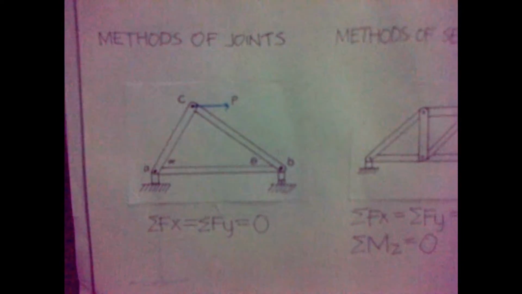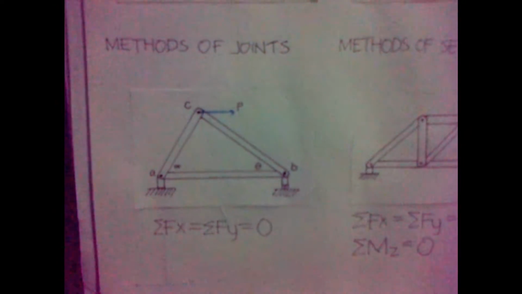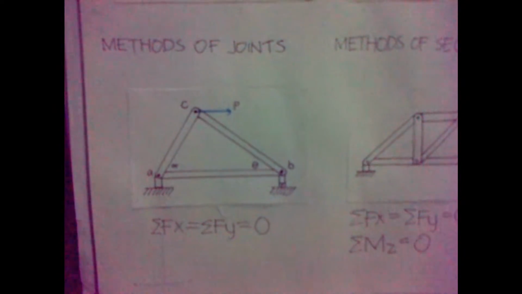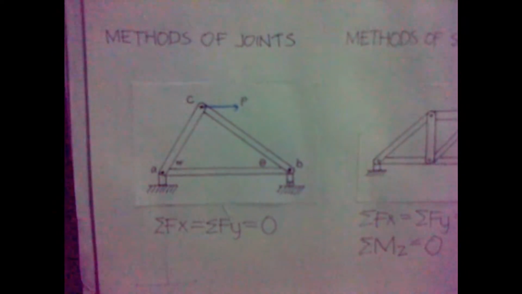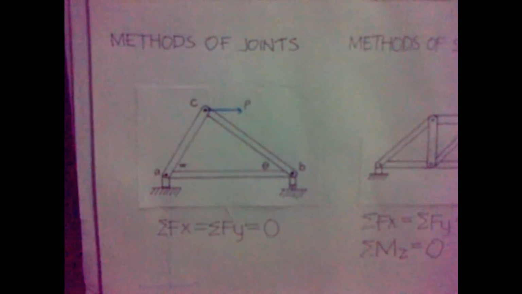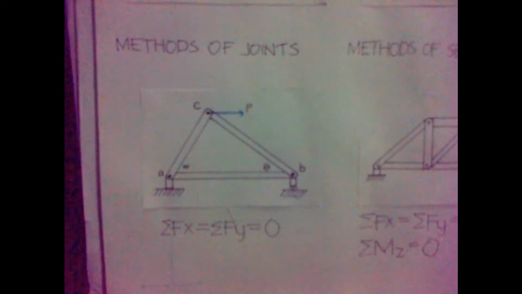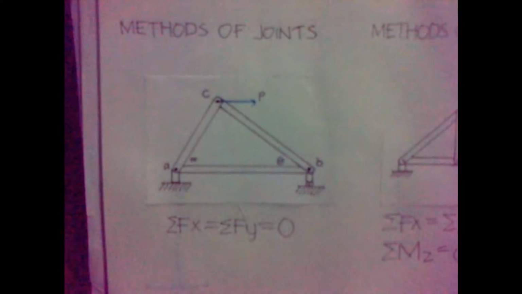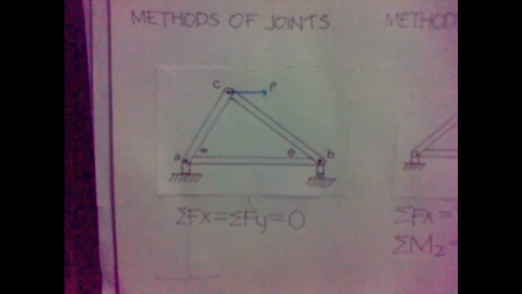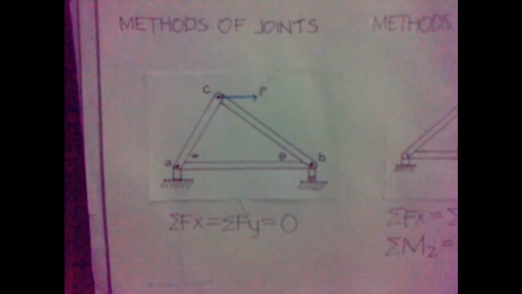The method of joints examines each joint as an independent static structure. The summation of all forces acting on the joint must be equal to 0. Both member forces and external forces are applied to the joint, and then the force equilibrium equations are applied. For 2 dimensions, the equations are the summation of Fx equals the summation of Fy equals 0.